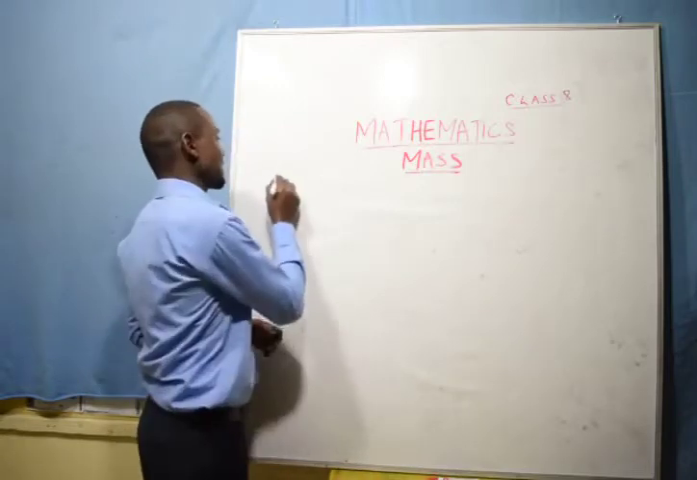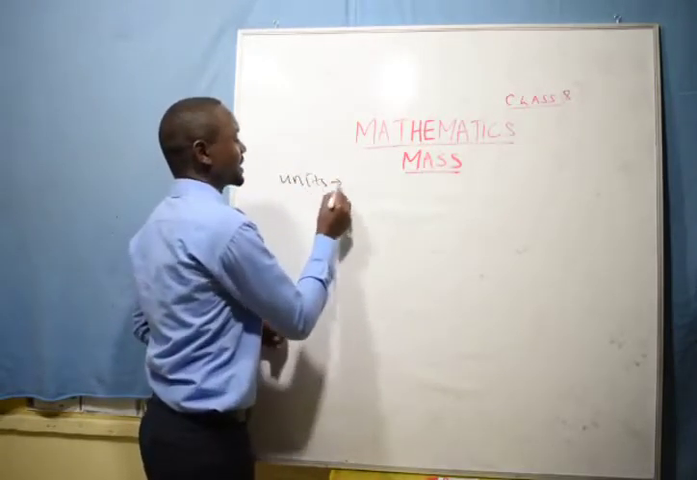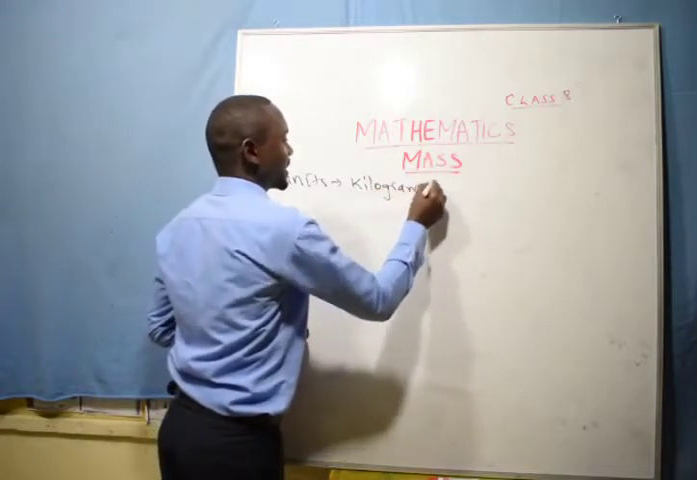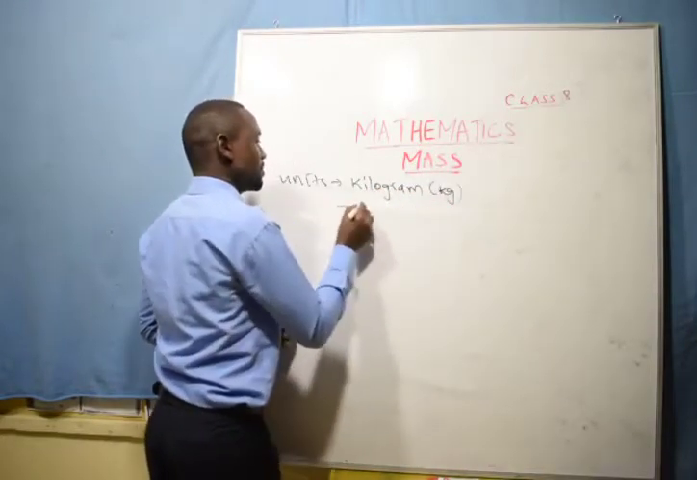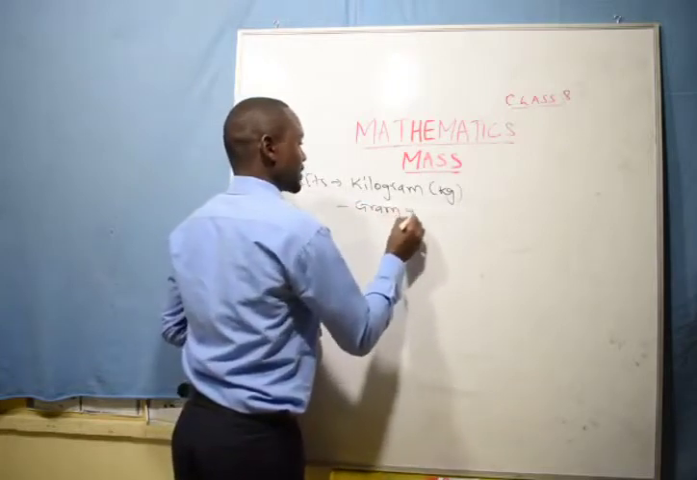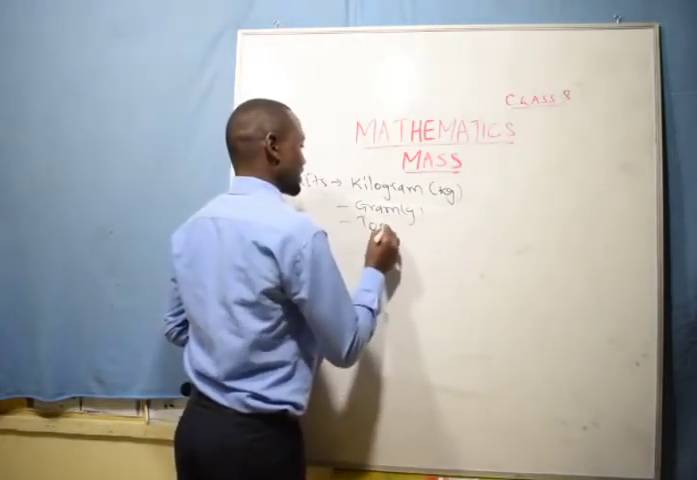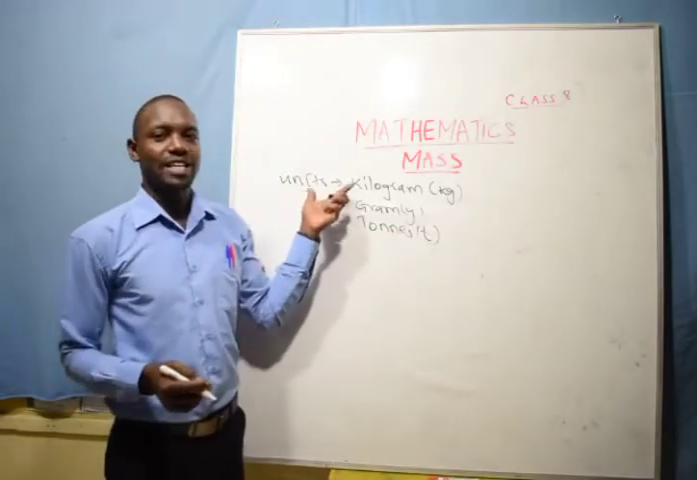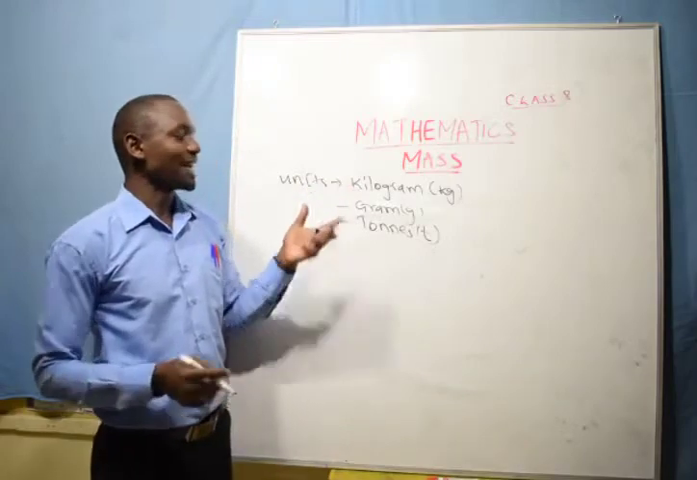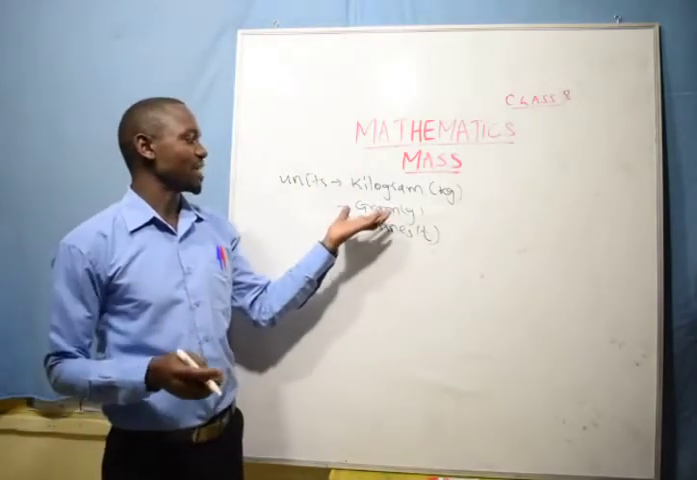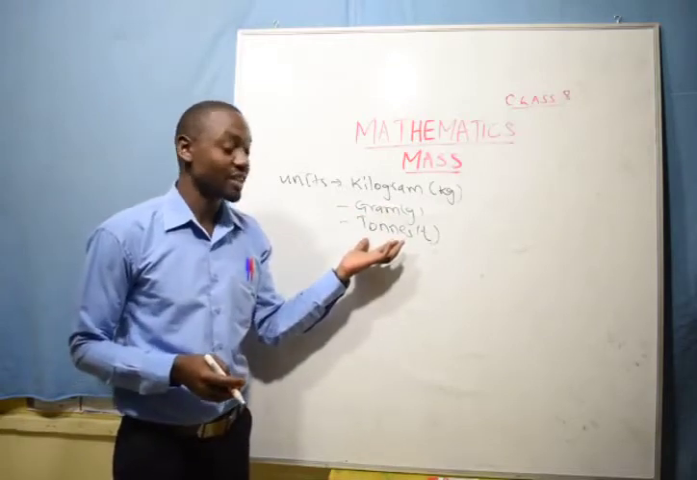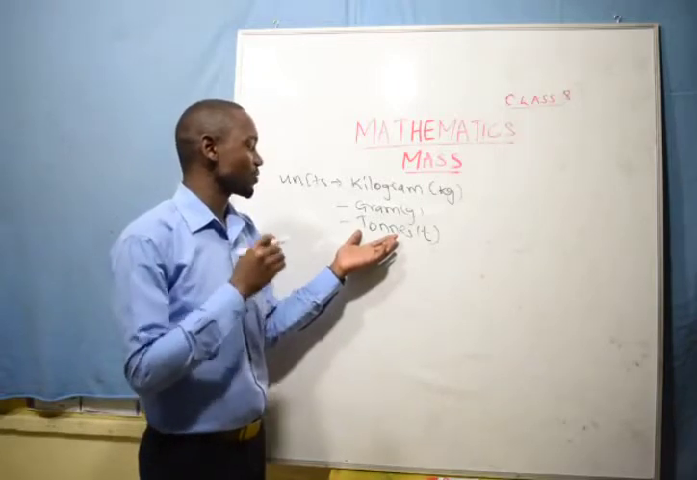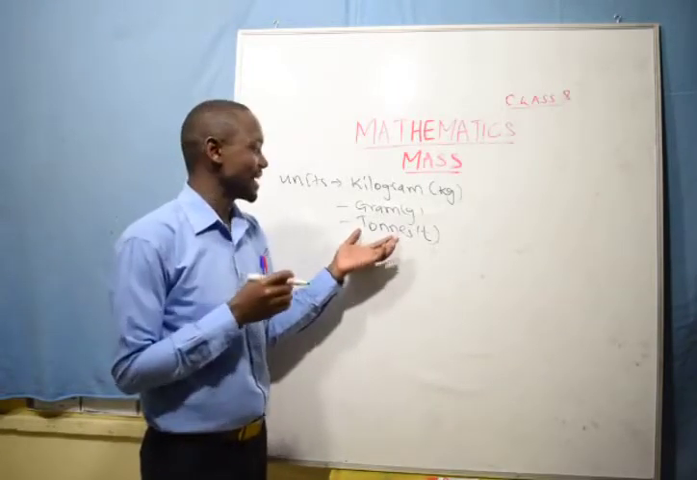The main units of mass are the kilogram, that is kg, the gram, that is g, and the ton. These are the main units for measuring mass. Mass can be given in kilogram, in gram, or in tons. The ton is the largest unit, used for measuring large amounts of mass.